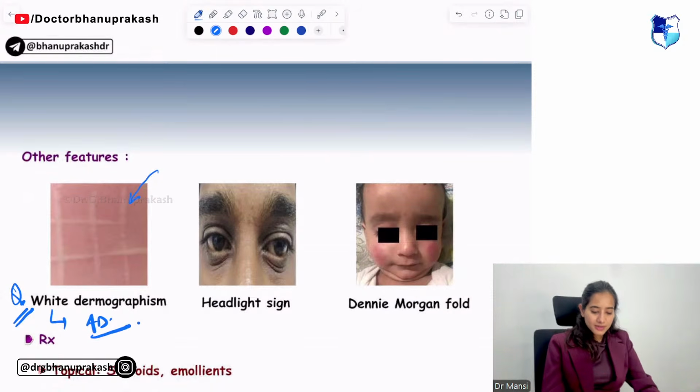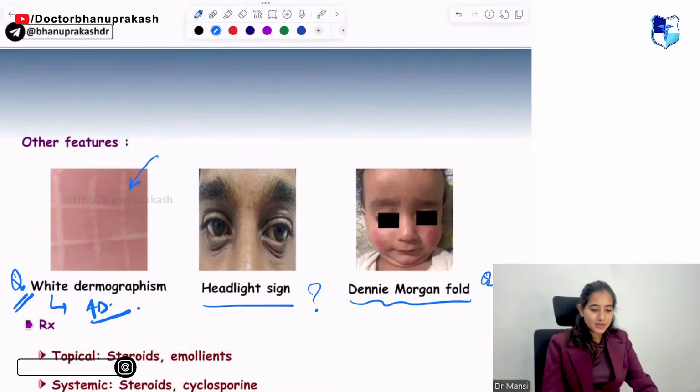Okay. And is this a headlight sign? Is this a Dennie-Morgan fold? Anyone who has read it previously? Because I just want to check if you're not sleeping.